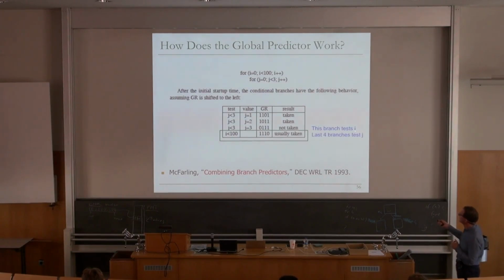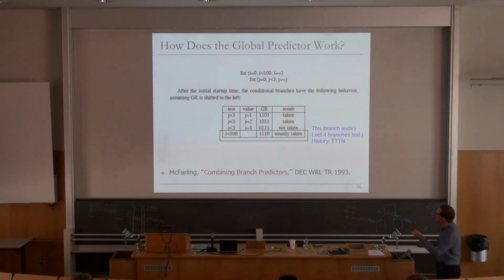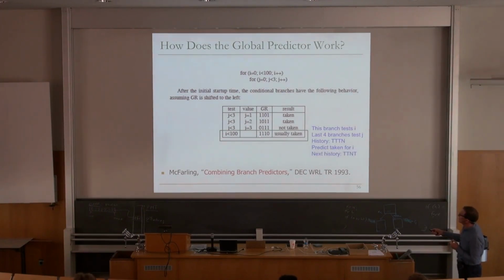So the last 4 branches actually test J, as I mentioned over here. So history is taken, taken, taken, not taken when you reach the outer loop branch. And you predicted taken because at that history you almost always see taken. And then the next history becomes taken, taken, not taken. Basically you shift out the oldest one and you shift in the prediction, which is T.